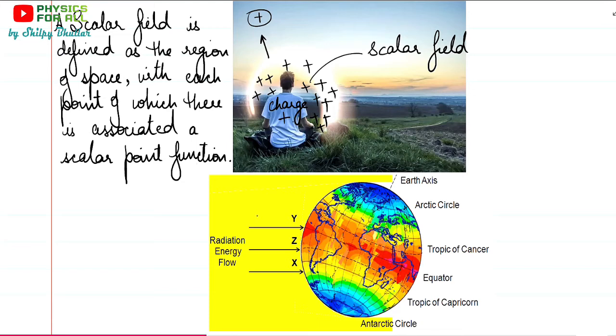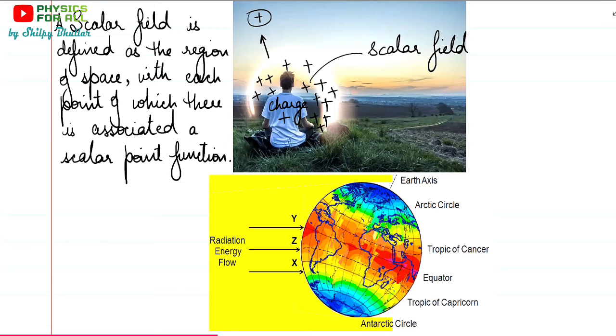So the examples of these scalar fields could be pressure distribution in the atmosphere, or the gravitational potential of a system, or the electric potential of a system of charges. So basically anything which has magnitude only but no direction. Whenever we talk of electric potential of a system of charges, we are not concerned with direction.